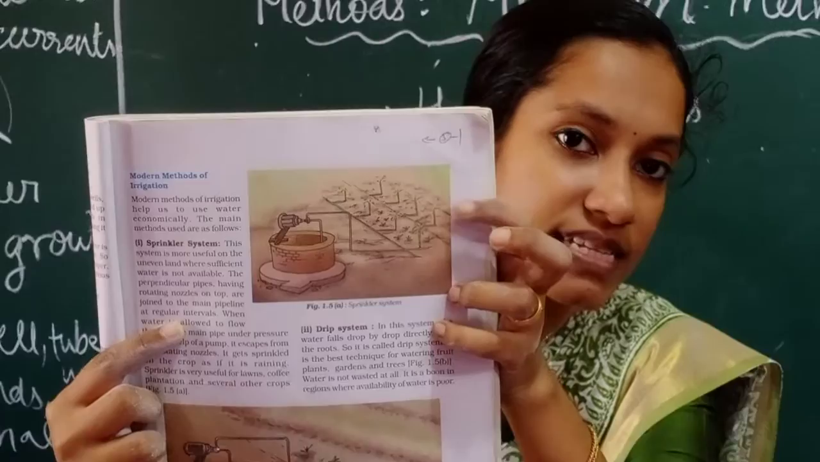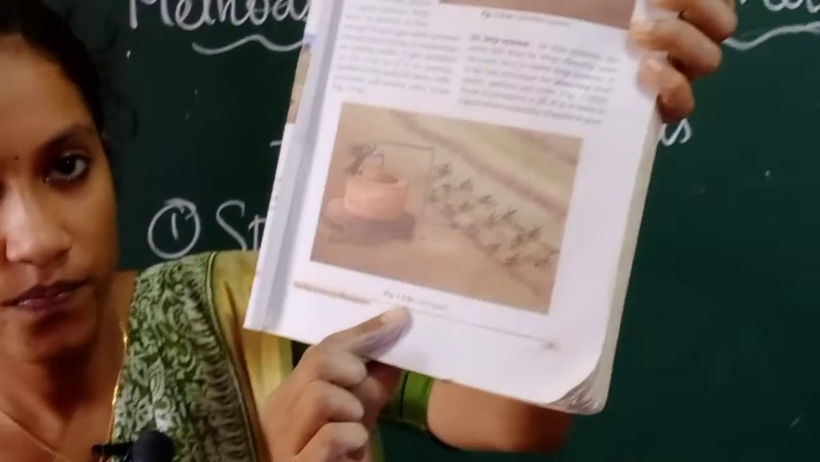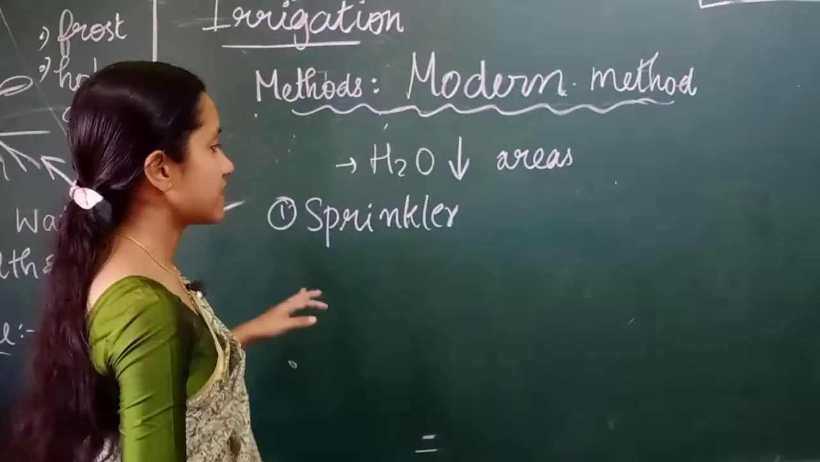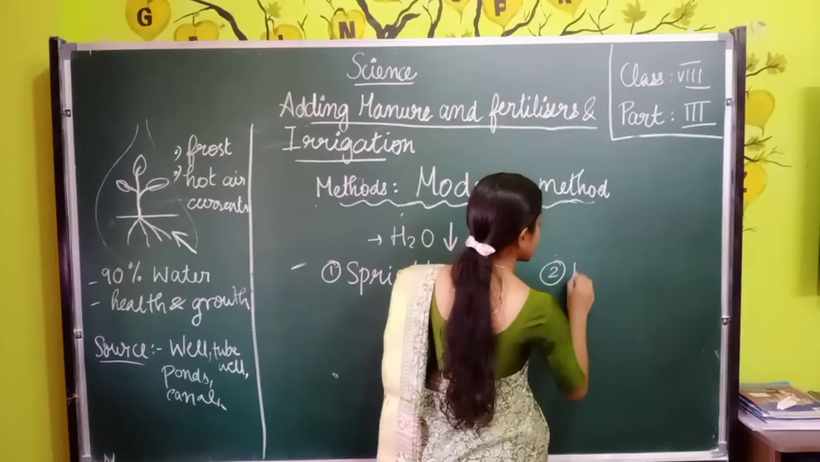And you can also see a drip system. The drip system is the second type of modern method of irrigation. So you can observe the image while I am describing the sprinkler system as well as the drip system.